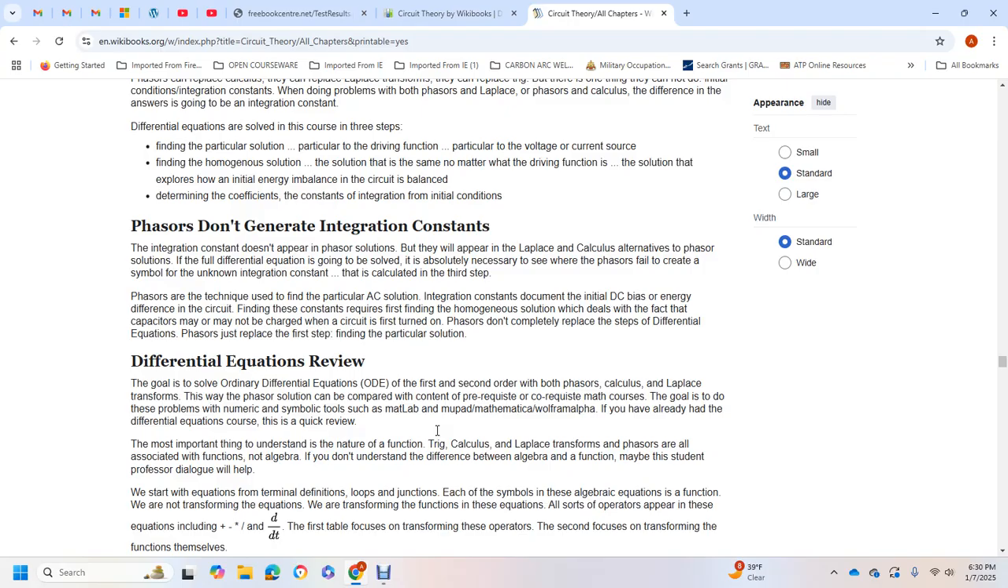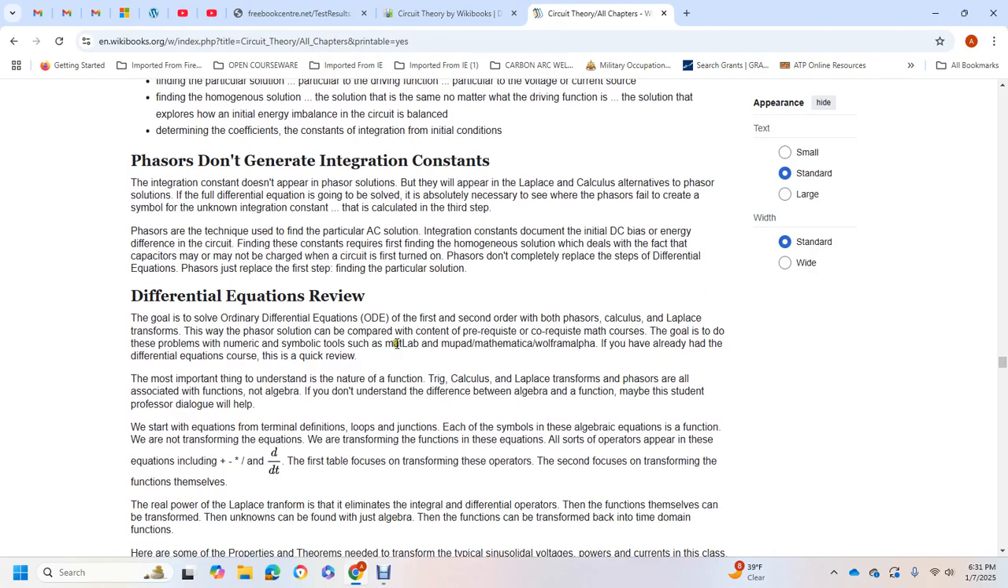It is a full differential equation that is going to be solved, so it is absolutely necessary to see that the phasor fails to create the symbol for the unknown integration constant, which is calculated in the third step. The phasor technique is used to find the AC solution. The integration constant comes from the initial DC bias energy difference in the circuit, so these concepts are required for finding the homogeneous solution, which deals with the fact that the capacitors may or may not be charged when the circuit is first turned on. Phasors do not completely replace the differential equation steps; they just play a part in the first step and find a particular solution.